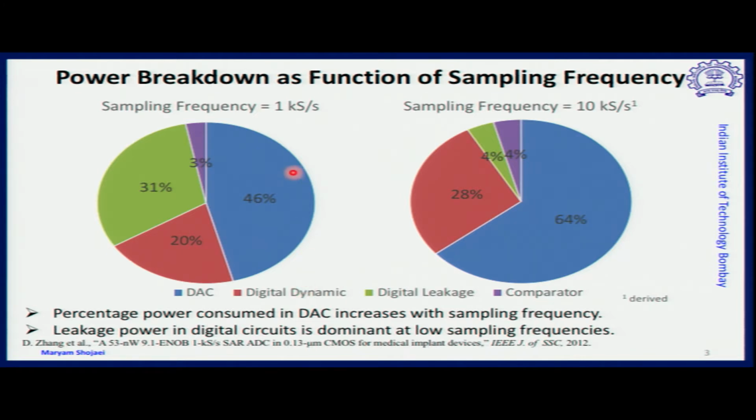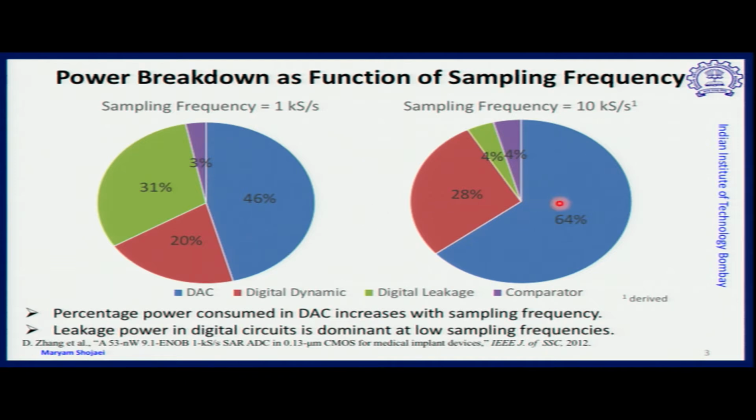One case, on the left, is the distribution of the contribution of energy consumption for a sampling frequency of 1 kilosample per second. So as you notice, DAC switching contributes most, which is 46%, followed by the leakage power, which is 31%. Because sampling frequency is very low, leakage power is not negligible.